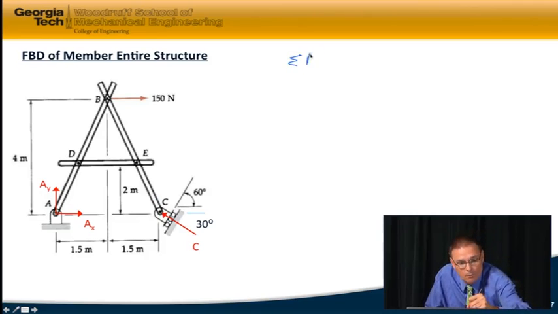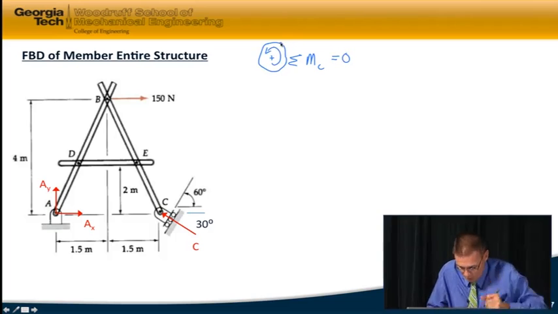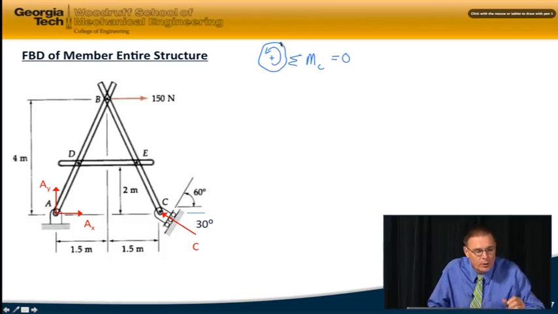I'll choose counterclockwise as positive for assembling my equations. One of the reasons I chose the moments about point C is that the lines of action of AX and C both go through point C and won't cause a moment. Therefore, the only unknown I'll be able to solve for is AY directly.